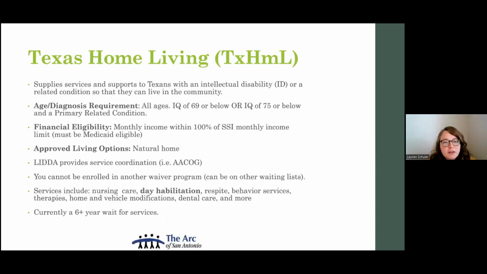All right, and then very similarly to HCS, the parameters are almost identical. The biggest difference is you have to be on Medicaid already. And also the wait list is not as long. So it's about a 6+ year wait for services, so about cut in half. But again, having Medicaid already, and then your monthly income has to be within 100% of the SSI limit. Same age and diagnosis parameters and services included.